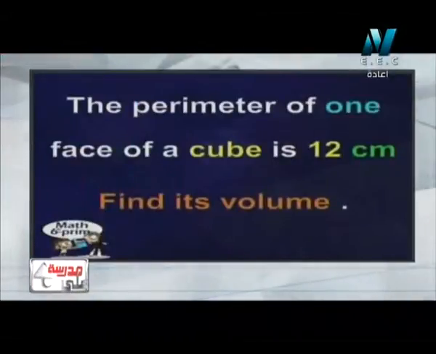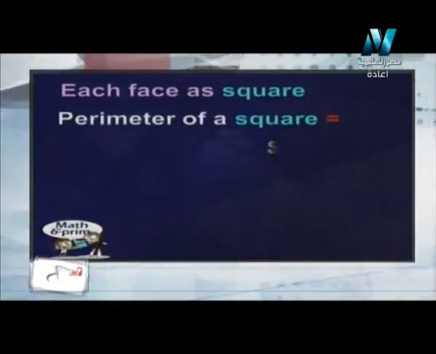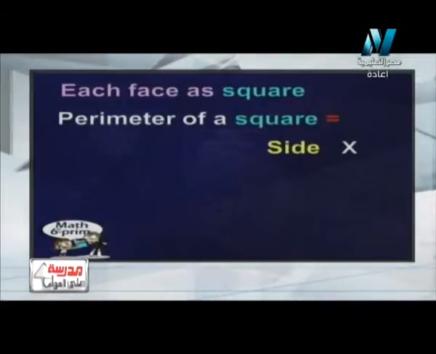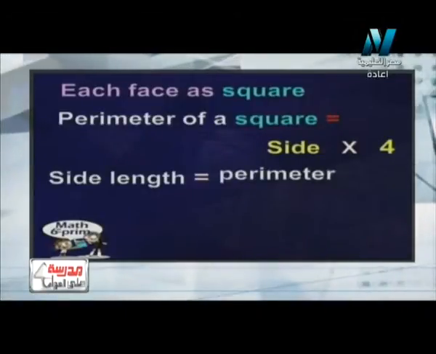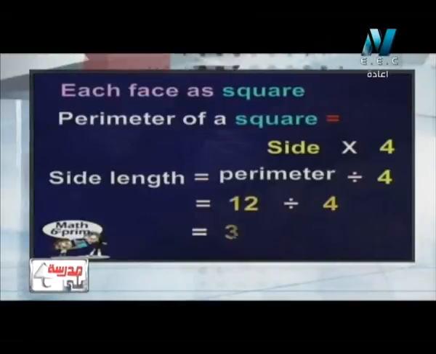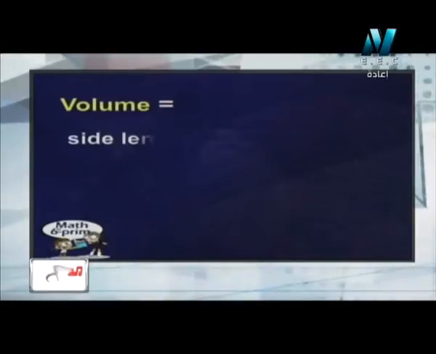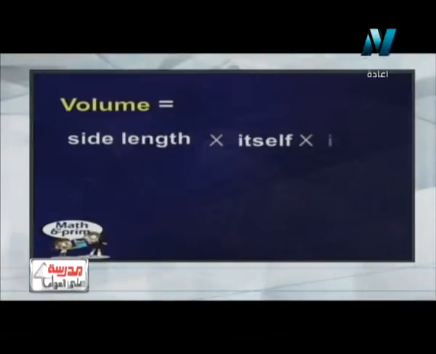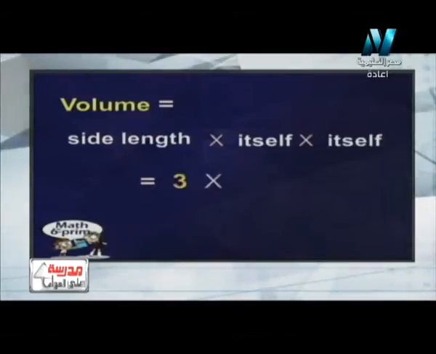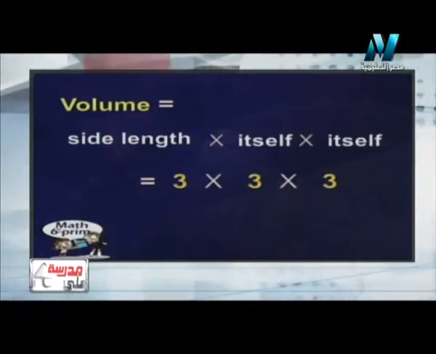It's a very important idea, how we can find the volume of a cube if we have the perimeter of its face. Each face is a square. Perimeter of a square equals side by 4, as we explained before. So the side length equals perimeter divided by 4. 12 divided by 4 equals 3. It's so easy now to get the volume. Volume equals side by side by side, or edge by itself by itself. 3 times 3 times 3 equals 27 centimeter cube. Very important idea.